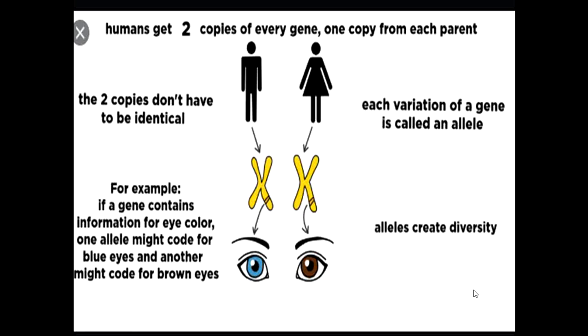Human gets 2 copies of every gene, 1 copy from each parent. The 2 copies don't have to be identical. For example, if a gene contains information for eye color, one allele might code for blue eyes and another might code for brown eyes.